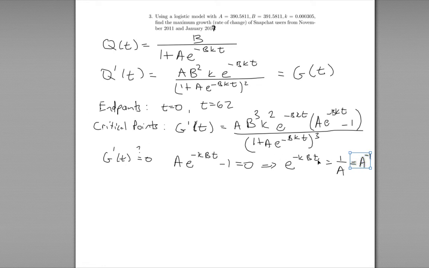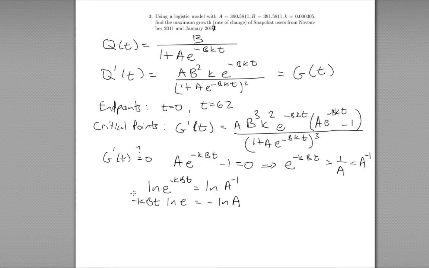So I'm trying to figure out what the critical point is. I'm trying to figure out what t value does this. So I would like to solve this equation for t. Because the thing that I'm solving for is in an exponent, I'm going to take the logarithm of both sides. So ln of e to the negative kbt is equal to ln of a inverse. And because I know my rules of lns, I can pull the exponents down. So I have negative kbt ln e is equal to, the negative 1 comes down, negative ln a.